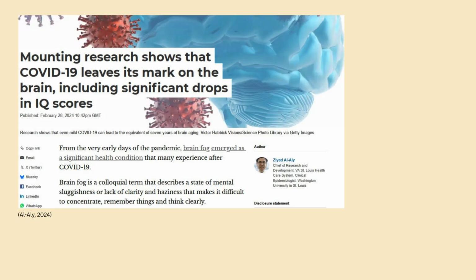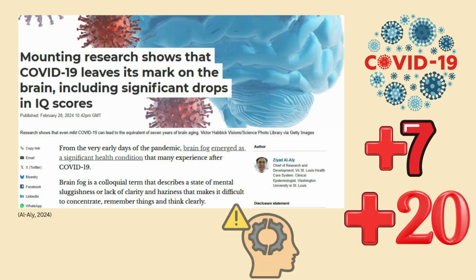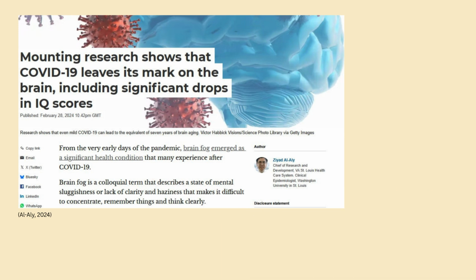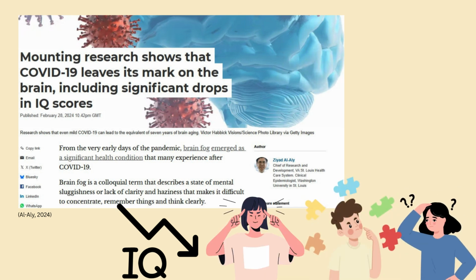From this article, even mild COVID-19 can lead to cognitive decline equivalent to 7 years of aging, 20 years in severe cases. Observed effects include IQ drops, memory problems, concentration issues, and difficulty in making decisions.